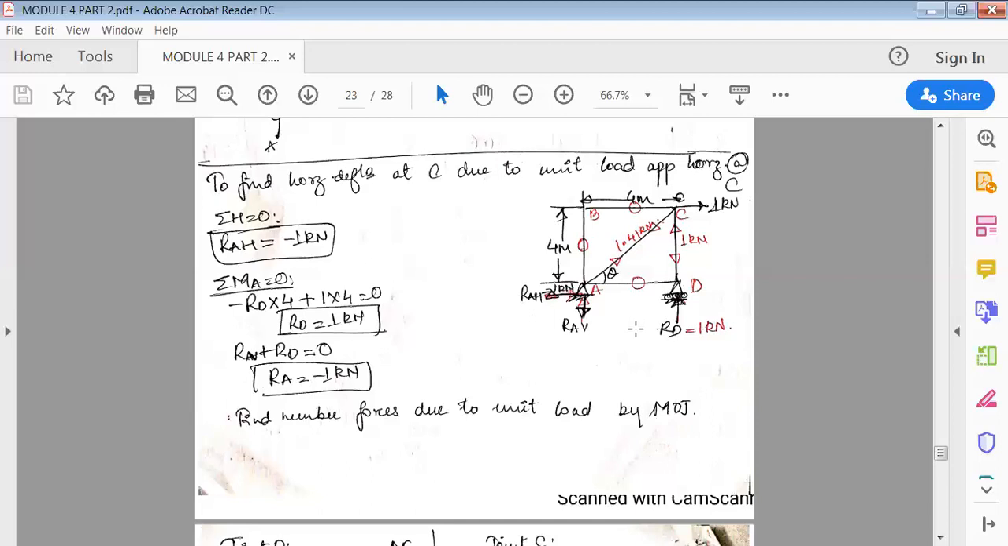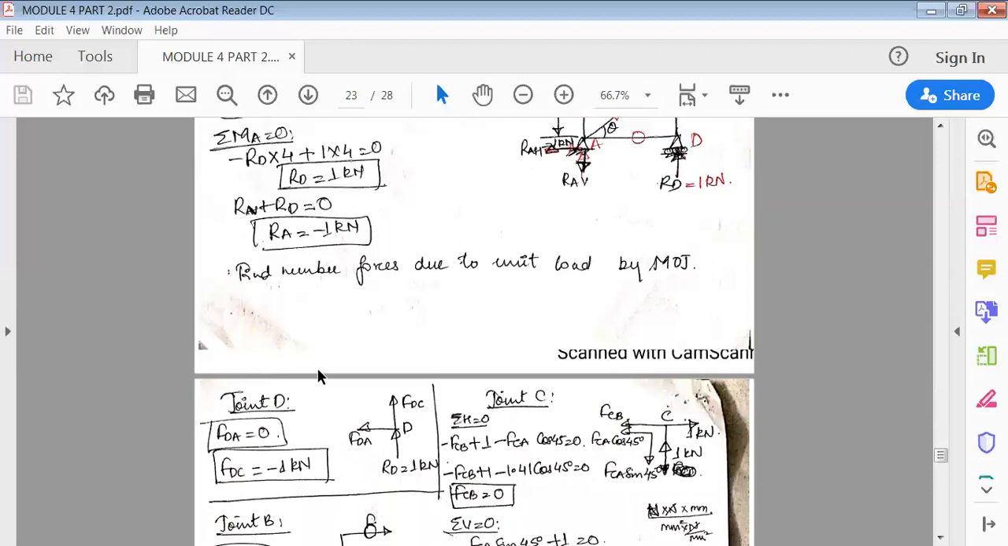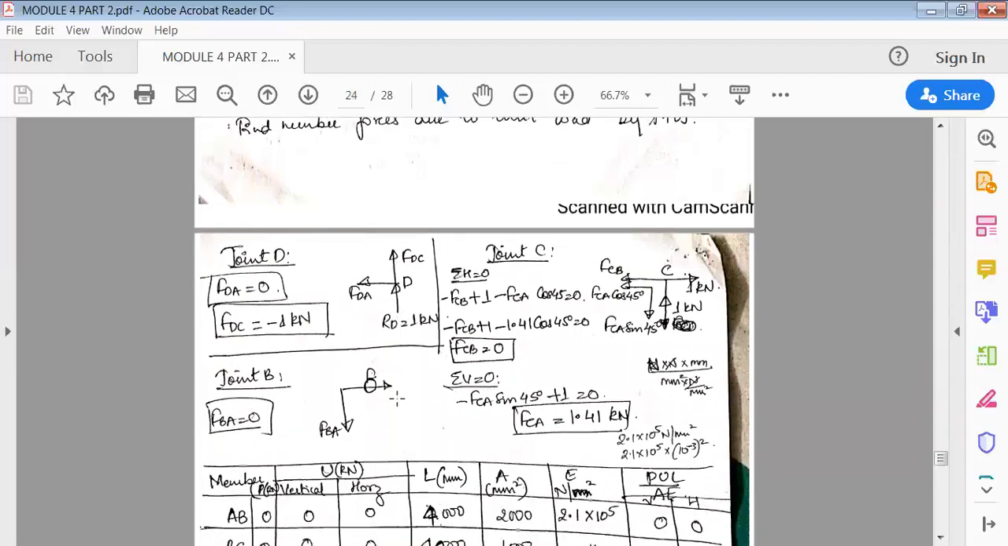Then summation V is RAV plus RD equal to 0. Next, summation moment about A is equal to 0. That is RD into 4, then 1 into 4. So you get these values. Next we can find the forces in each member by the method of joints. The method of joints is by using the moment at D.